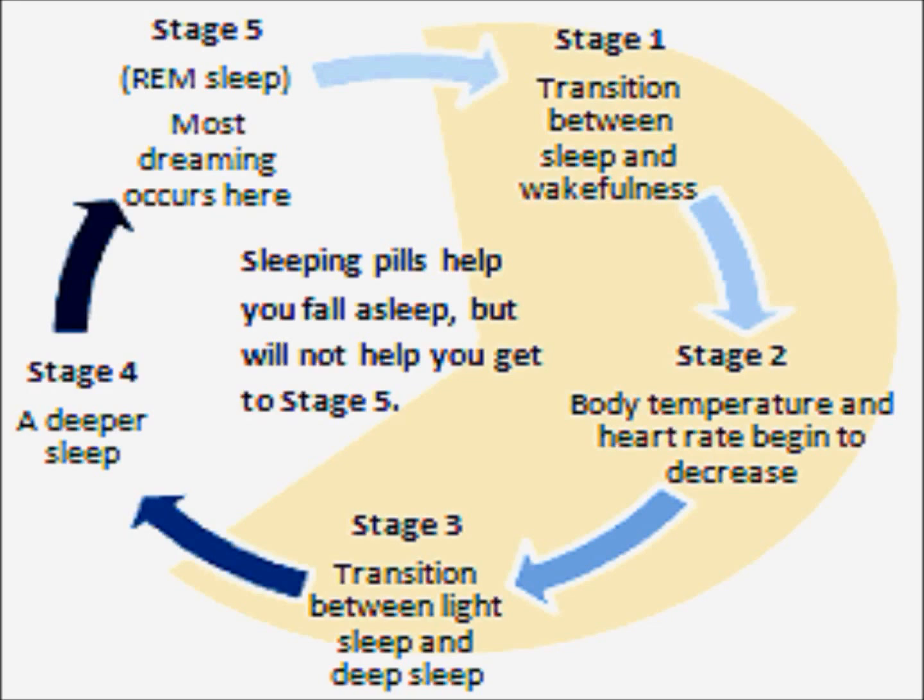See, these are the stages of sleep, whether you take a sleeping pill or not. Stage 1 is the transition between sleep and wakefulness, when you are half asleep and half awake. Now the second stage is when body temperature and heart rate begin to decrease as you fall asleep. And the third stage is when the transition between light sleep and deep sleep takes place. Okay, so these are the three stages of the normal sleep cycle.